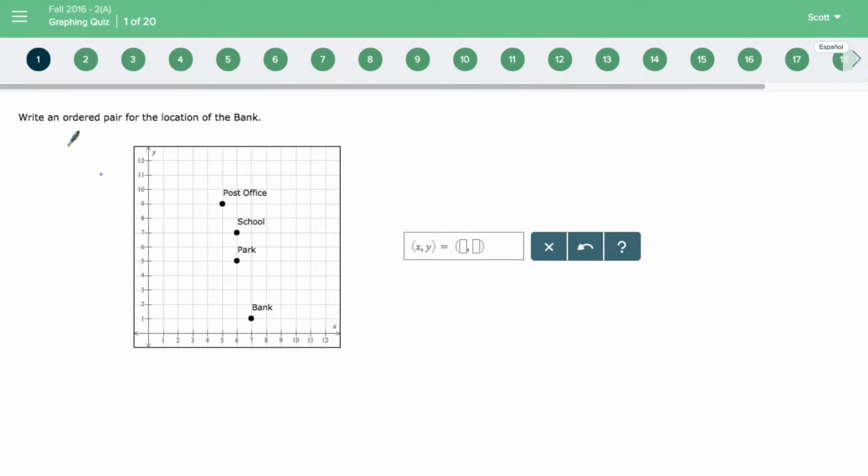This first question, write an ordered pair for the location of the bank. So our bank is right here. Okay, ordered pair is always x comma y, just like it says right here. So what's my x? X is this axis right here, and so my x is 7, comma, what's my y? My y is 1. So that's all I need to do there is put in the 7 comma 1. And that's how you do number 1.